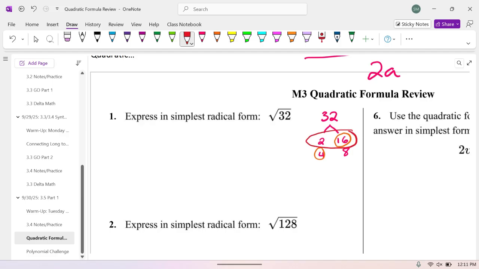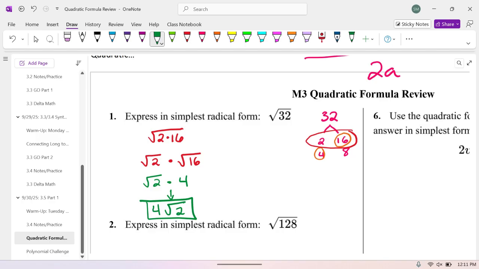I'm going to rewrite the square root of 32 as the square root of 2 times 16. By laws of radicals, we can separate that multiplication into the square root of 2 times the square root of 16. We can break it apart into two separate radicals. Now, the square root of 2 is going to be a funky number, so we leave it alone. What's the square root of 16? 4. So we have the square root of 2 times 4, which we rewrite as 4 square root of 2.